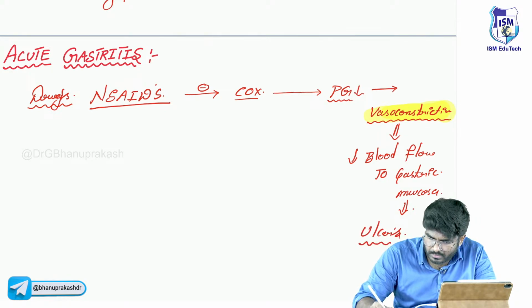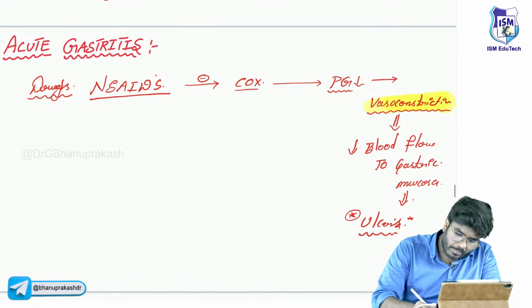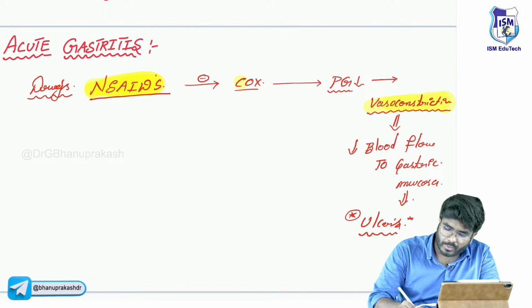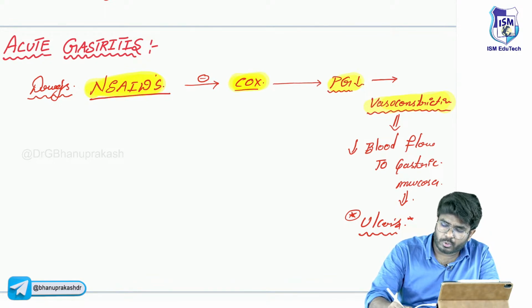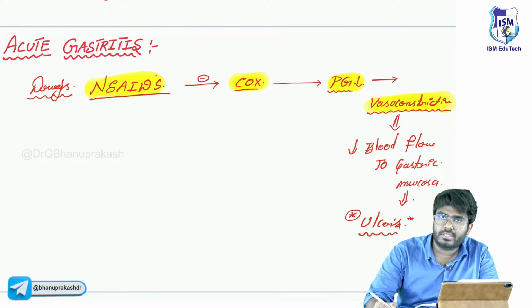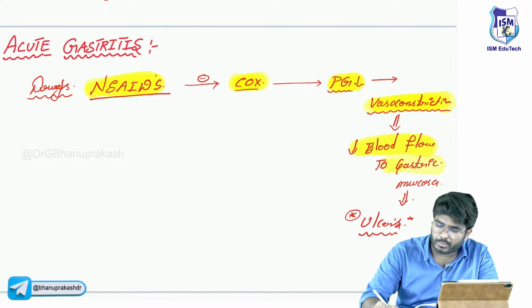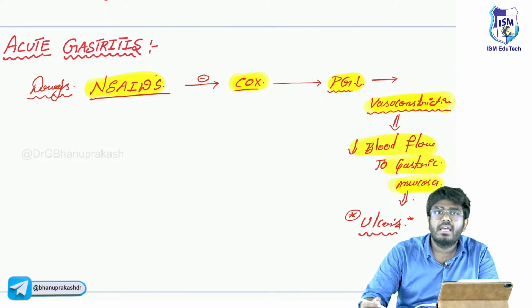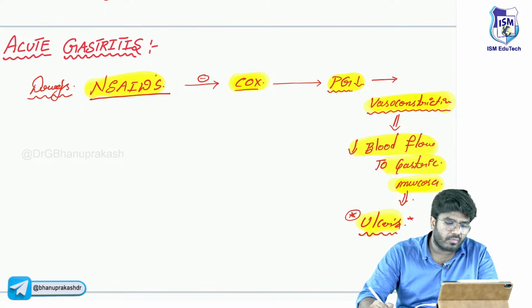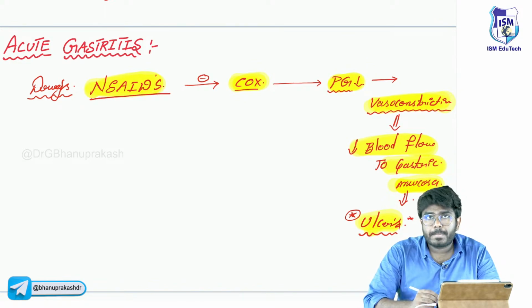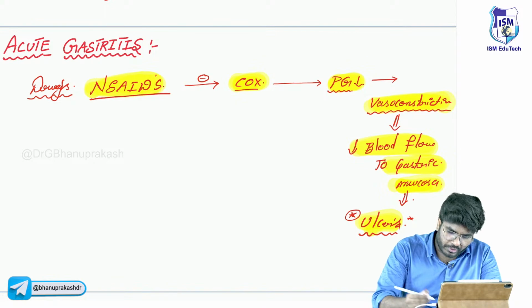Simply like that. So this is how, if the patient is using non-steroidal anti-inflammatory drugs, the cyclooxygenase pathway is going to be inhibited, the prostaglandin levels come down, there will be vasoconstriction, and there will be subsequently decreased blood flow to the gastric mucosa. When the blood flow to the gastric mucosa decreases, acid damage can occur that can lead to the formation of ulcers. So this is the one point which I want you to know.